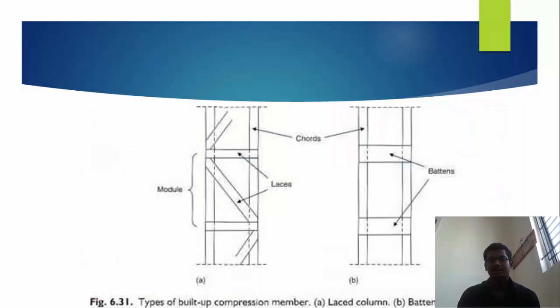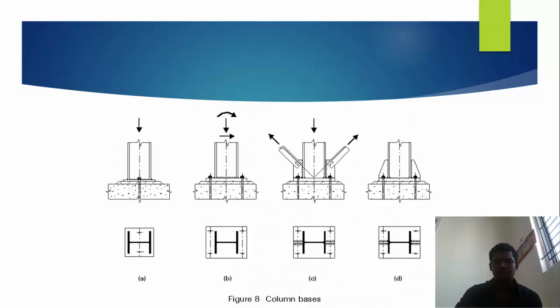Battens are horizontal members which are kept at a distance. Types of built-up compression members are lacings plus battens. You can see that the columns are named as chords and the members are named as battens and lacings respectively. The distance between two battens is known as the module.